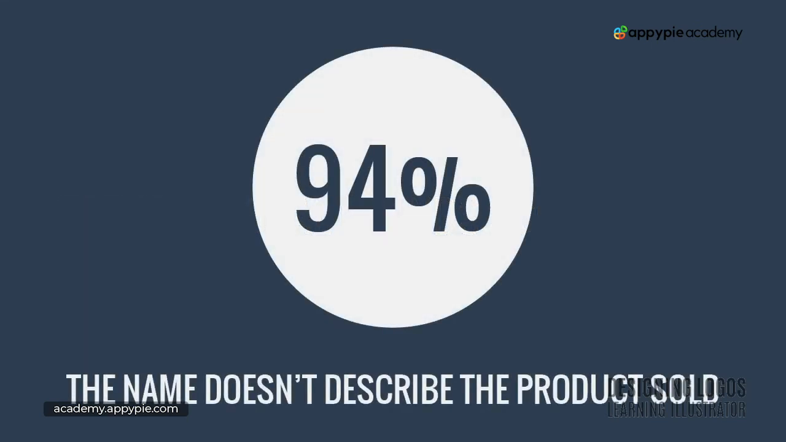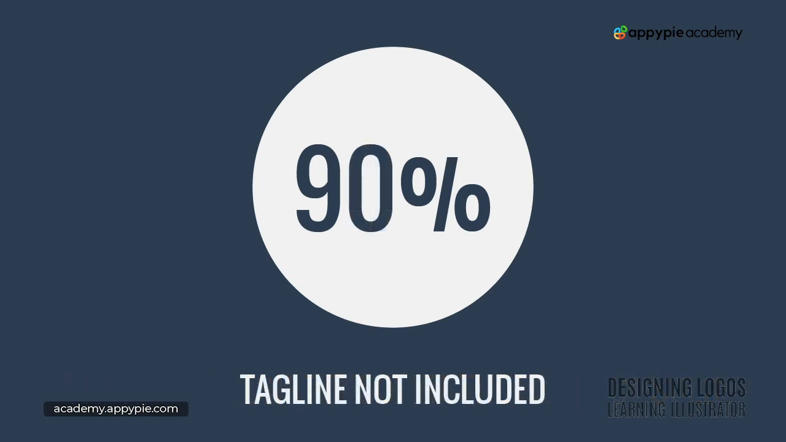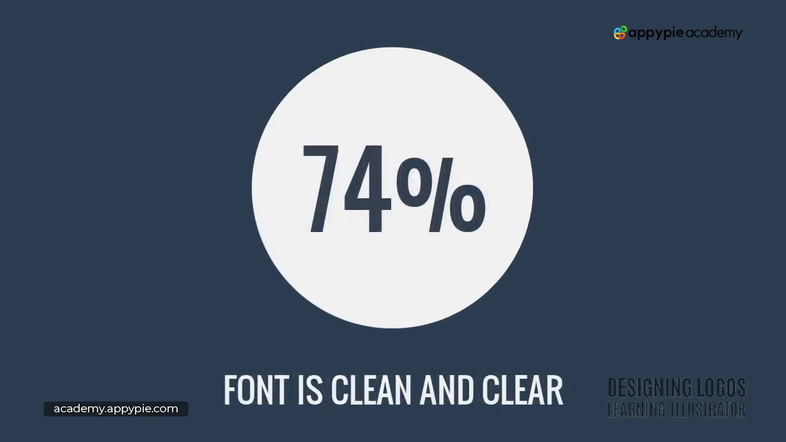First of all, in 94% cases of top 50 brands in the world, the name does not describe the product the company is selling. In 90% cases, the logo is only the symbol or the type, and even if the company is using a tagline, it is not in their logo. In 80% cases, the font style is clean and clear. We will talk about logo typography principles in a short while. For now, let's simply bear in mind that the font we want to use must be legible.